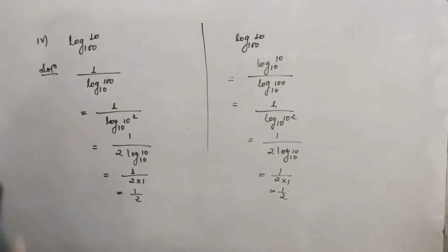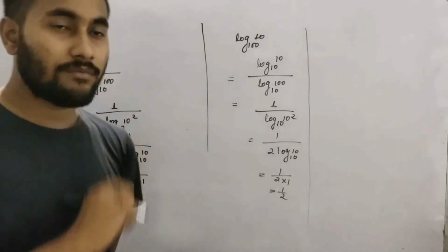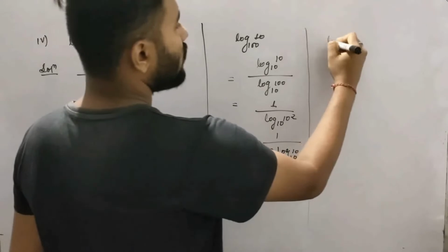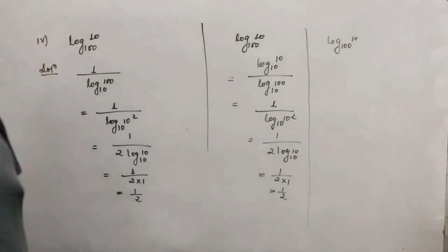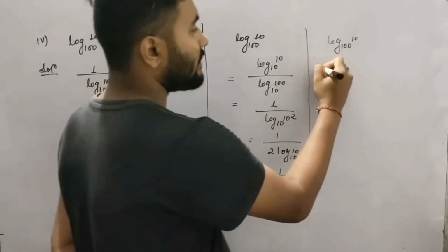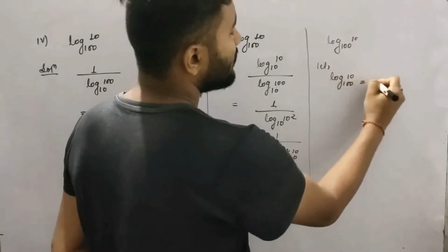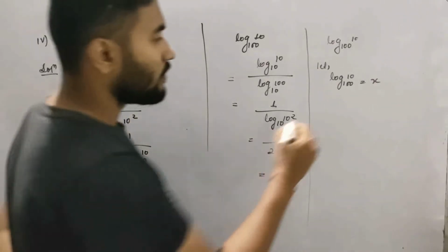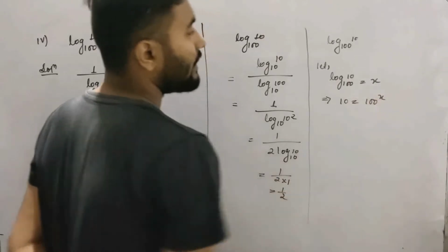Understood? One more way we can do this one. So see the another way. That way is also very important. In some questions we will apply that one. We have to find log 10 base 100, right? So consider this as x. Let log 10 base 100 be equal to x. Take it to exponential form, which implies 10 will be equal to 100 to the power x.